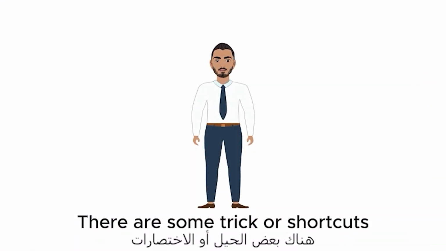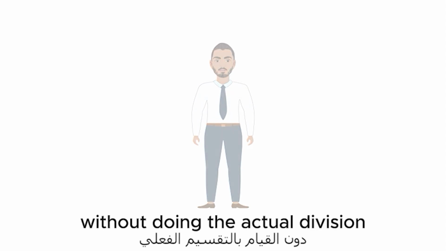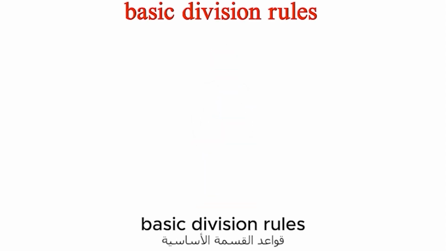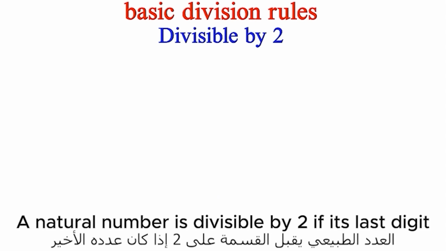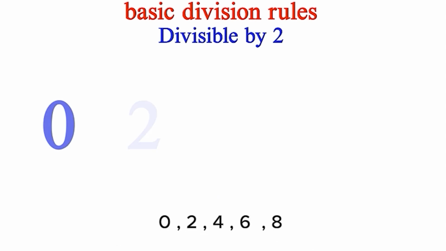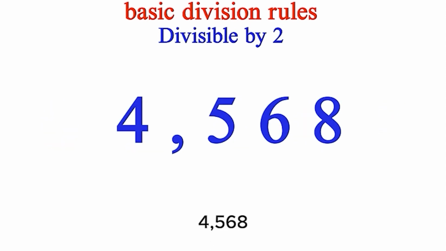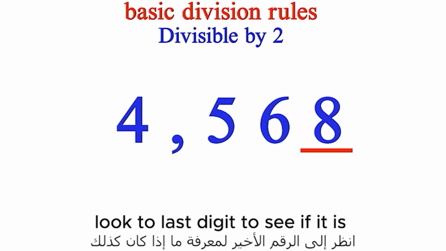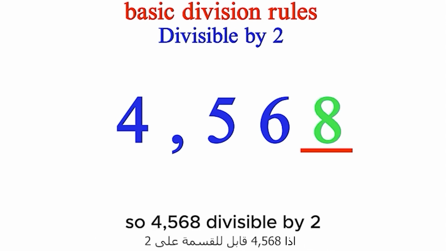There are some tricks or shortcuts to find out whether numbers are divisible by 2, 3, 4, 5, 6, 8, 9, 10 without doing the actual division. Basic division rules. Divisibility rule for 2. A natural number is divisible by 2 if its last digit is 0, 2, 4, 6, 8. Example, 4,568. Look at the last digit to see if it is 0, 2, 4, 6 or 8. The last digit is 8, so 4,568 is divisible by 2.